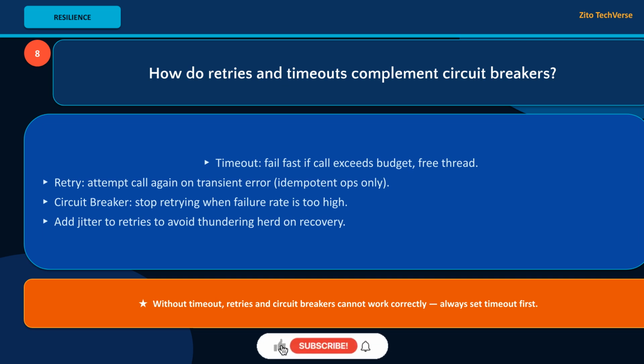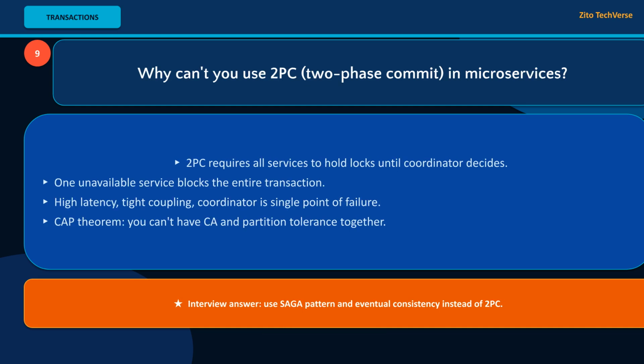To effectively use circuit breakers, you must combine them with timeouts and retries. Timeouts ensure you don't hang threads on slow requests. Retries handle transient failures. However, always set your timeouts first, as they are the foundation for any meaningful retry or circuit breaker strategy.